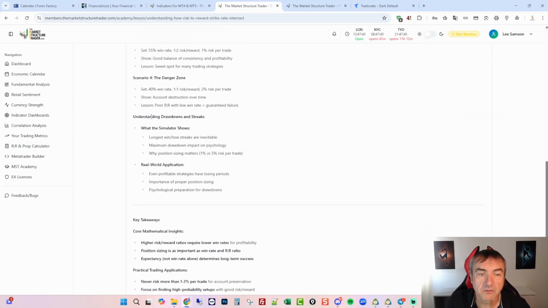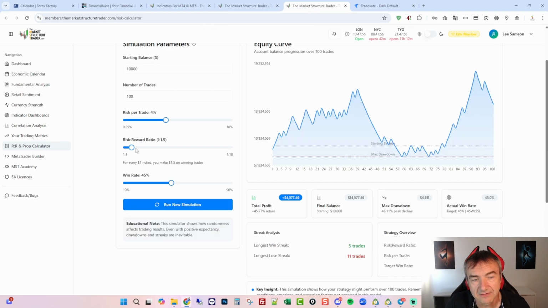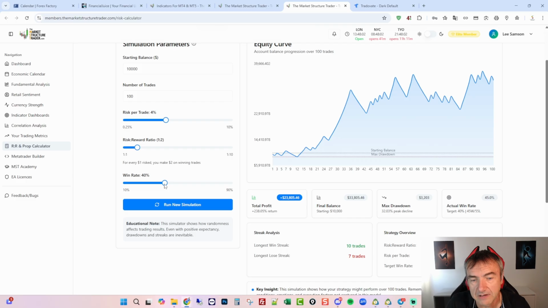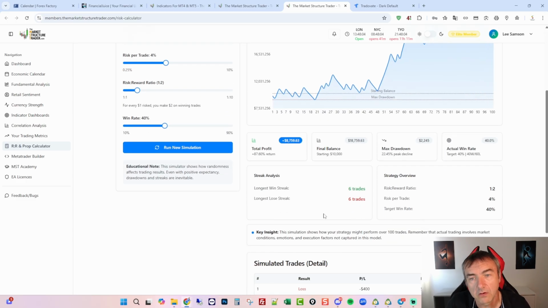So just to summarize, understanding drawdowns and streaks, the longest winning and losing streak is inevitable. It's going to be there, it's going to change, and this will give you a really good indication. If you program into here roughly what your strategy targets are and roughly what your win rate is on any strategy, it's going to tell you what to expect.